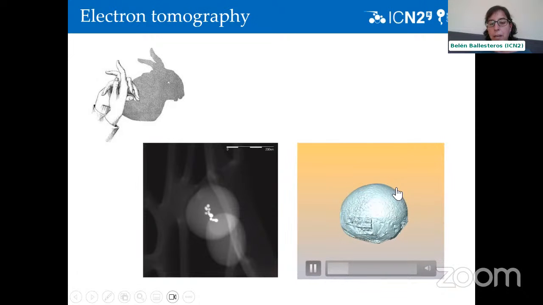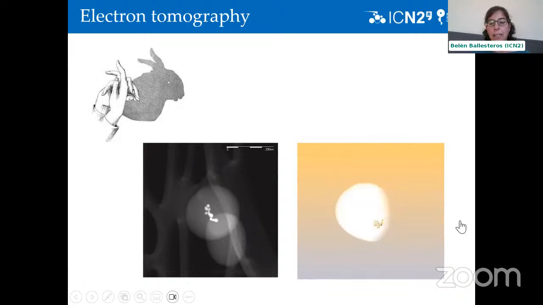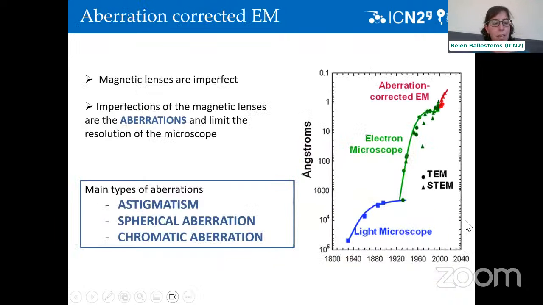polymeric particle that had some gold metal nanoparticles inside. And after the reconstruction, we could really assure that the particles were inside. And this is not something you can say directly from a TEM or STEM image.